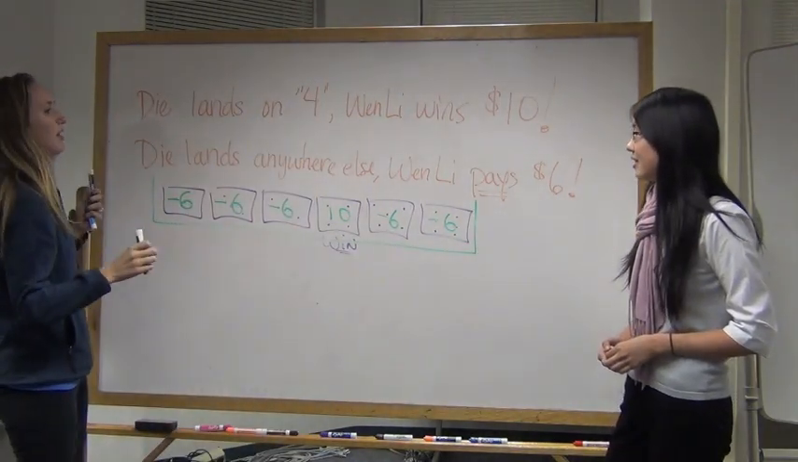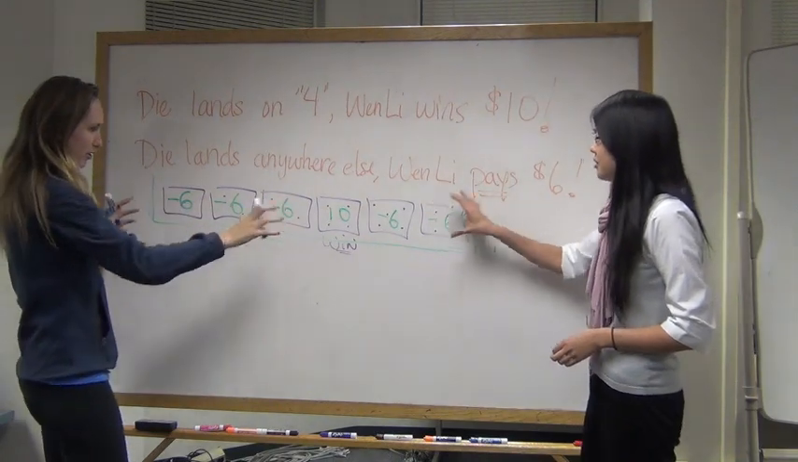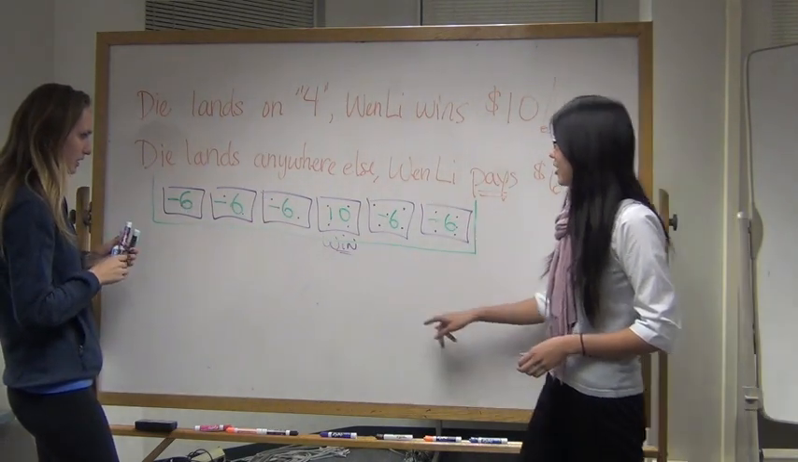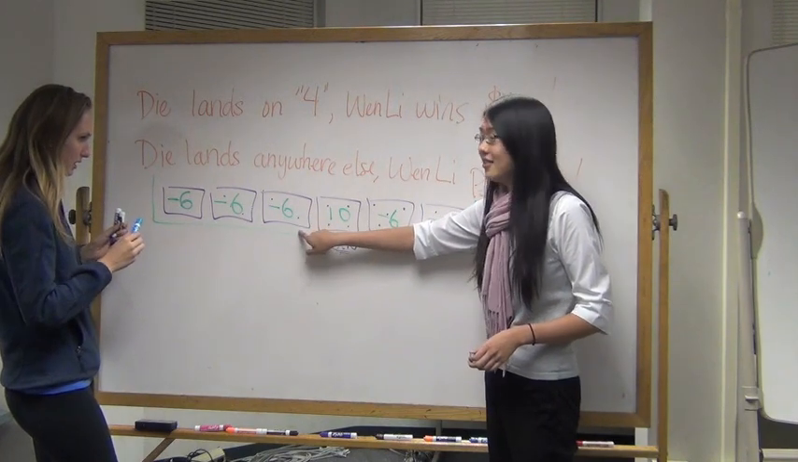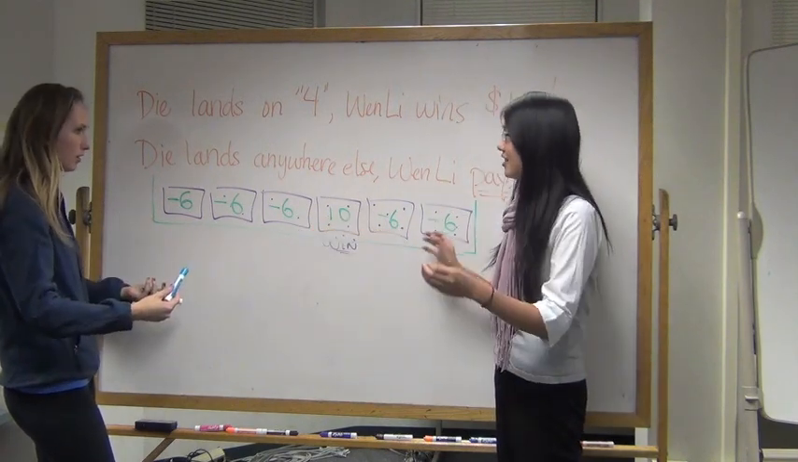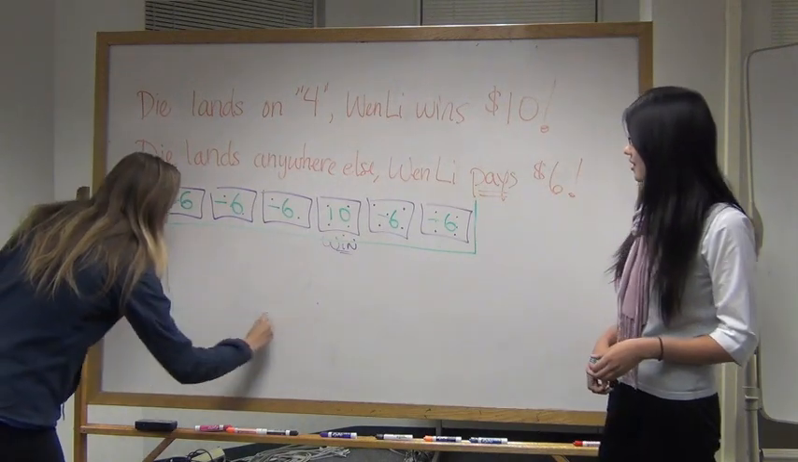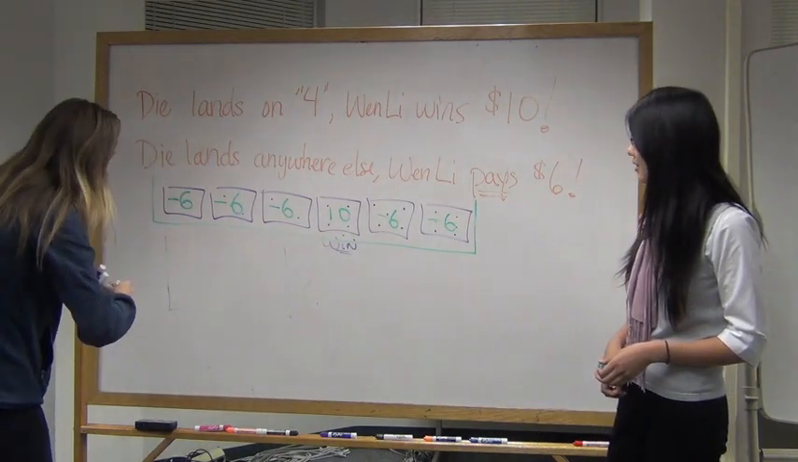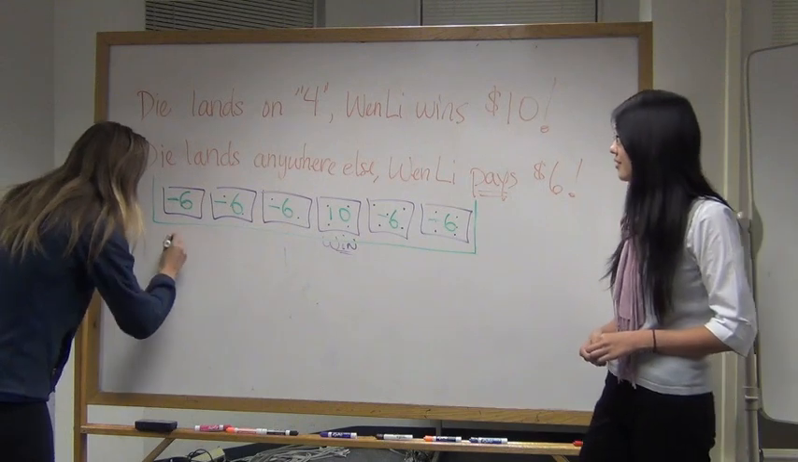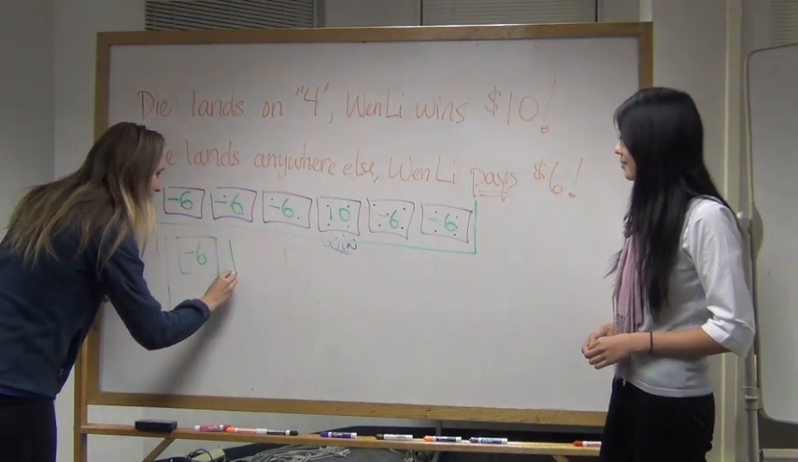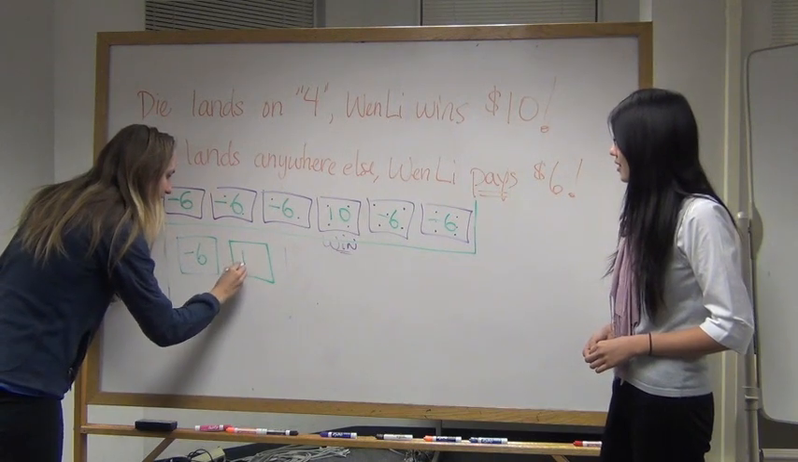Now that's kind of cluttered for my board. Yeah, huge list, right? Is there a way to condense this? Yeah, we only got like two types of tickets here. We have a negative six and a 10. Let's condense them into the two types of tickets that we have: our tickets that say negative six, and our tickets that say 10.